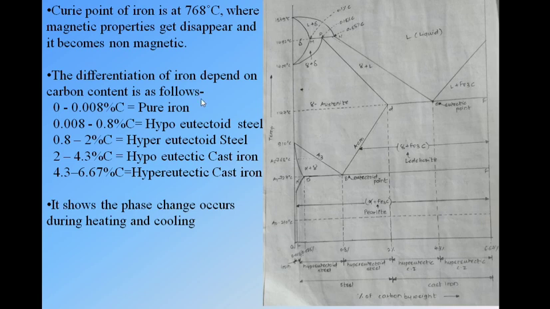Next, see, the differentiation of iron depending on the carbon content is as follows. From 0 to 0.008% carbon, this is called pure iron. This is not part of steel and not part of cast iron also. This is pure iron, from 0 to 0.008% carbon. Next, we have steel from 0.008 to 2%.